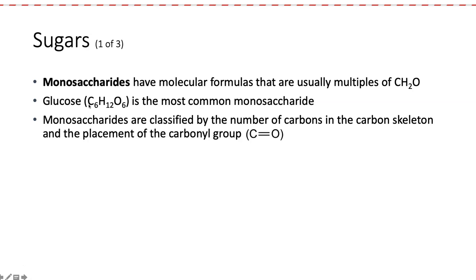For example, glucose is C6H12O6, which is a multiple, right? If it's like saying 6 C's, 6 times 2 is 12, so 12 H's and 6 O's. There it is, glucose. Glucose is the most common monosaccharide, but there are others out there that we'll be talking about very briefly. And monosaccharides are classified by the number of carbons in the carbon skeleton, and wherever the carbonyl group is placed. Remember, the carbonyl group is the C double bond O.